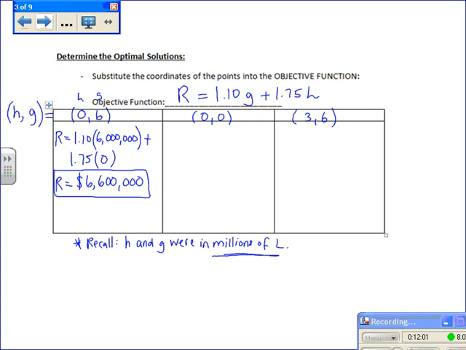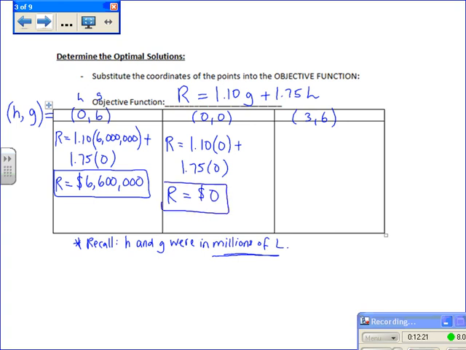Okay, let's do the next one here. 0, 0, this one's going to be pretty easy. R will be equal to $1.10 times 0 plus $1.75 times 0. Well, $1.10 times 0 is 0, and $1.75 times 0 is 0, so we simply get $0.